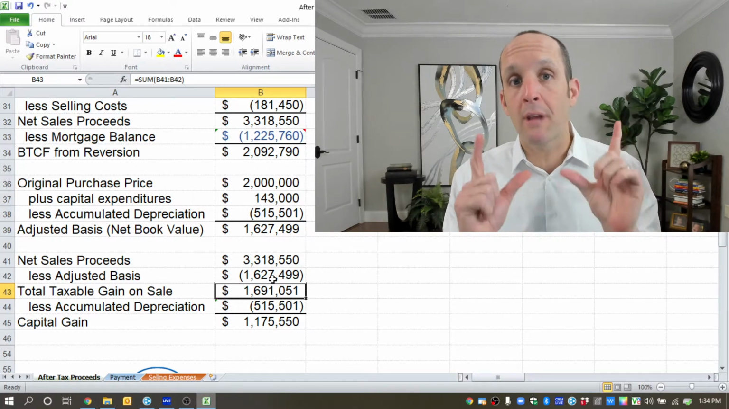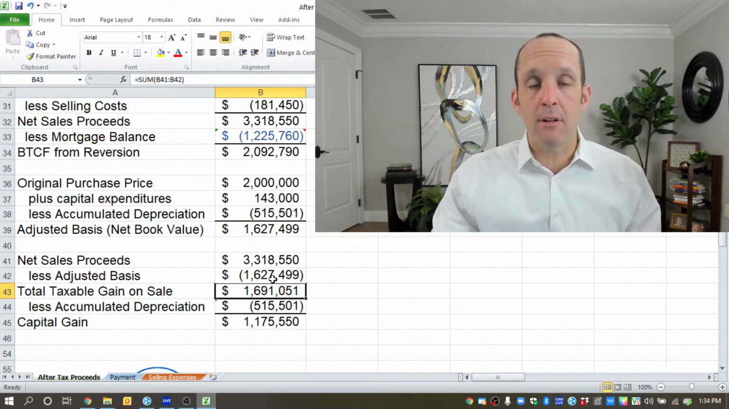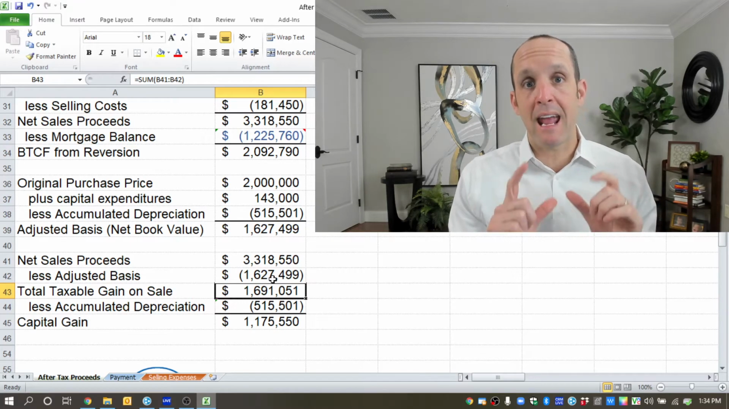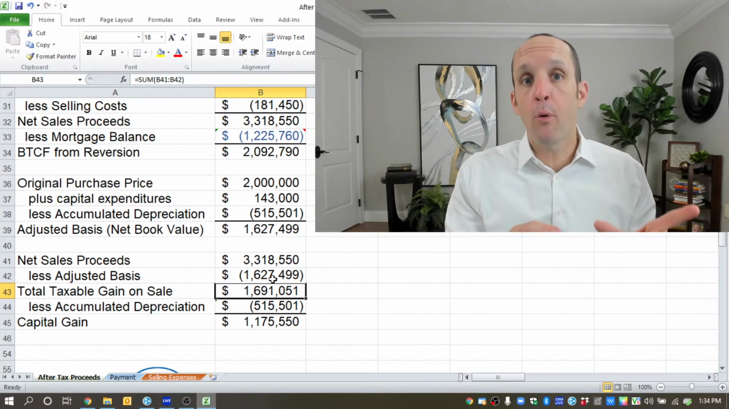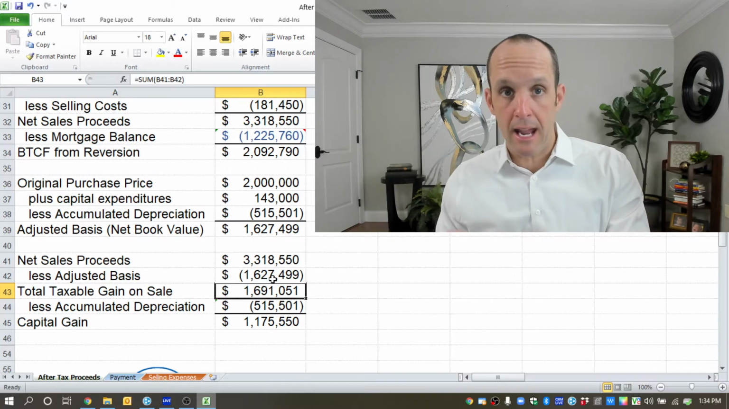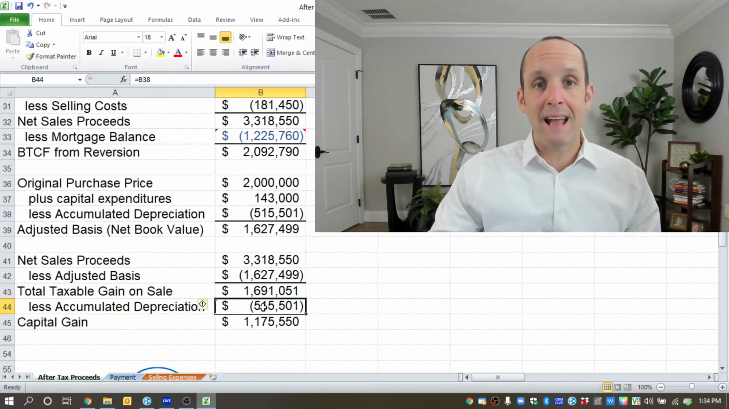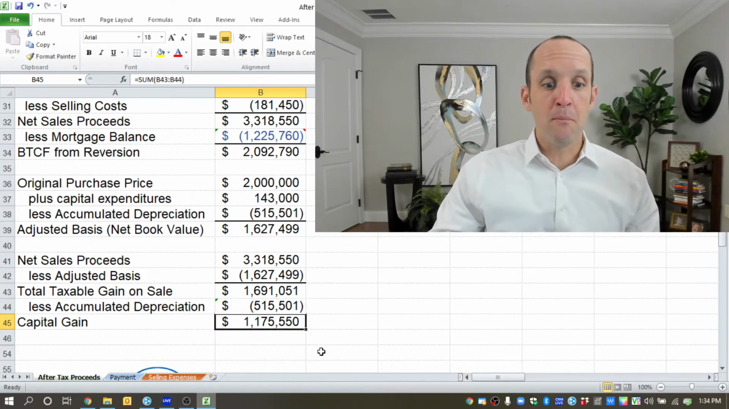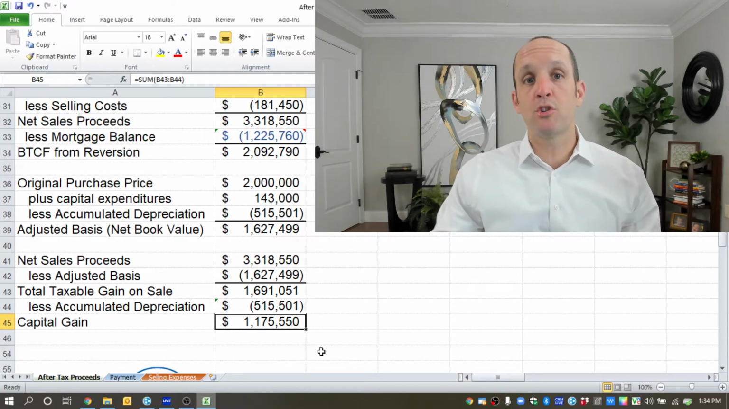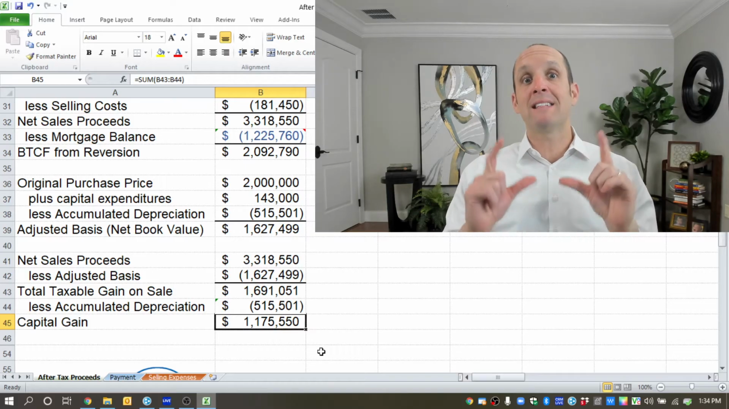Then we're going to subtract out your adjusted basis that we just figured out, and that's going to be your total taxable gain. Now, of the $1.7 million, one portion of that is going to be at the capital gains tax rate, and one portion is going to be at the depreciation recapture rate. In order to do the capital gains portion, we're going to subtract out the accumulated depreciation, so the $1,175,000 is what you're actually going to pay the capital gains tax rate on.